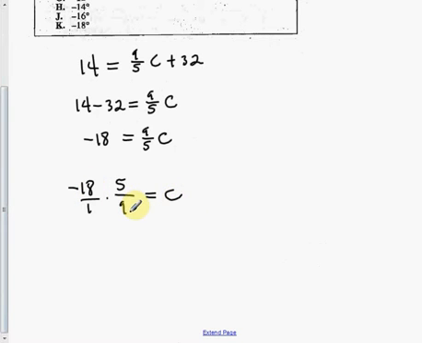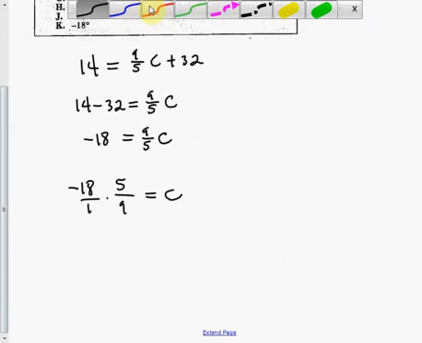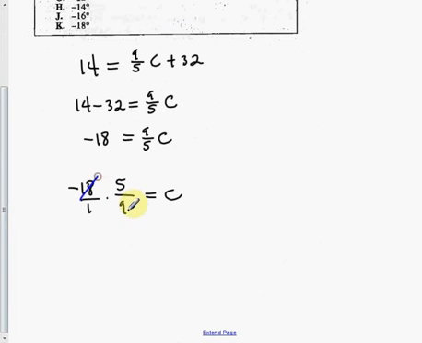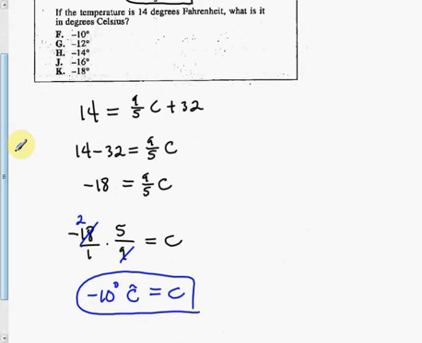18 divided by 9 is 2, right? Two times 5 is 10, negative. So I get negative 10 degrees Celsius is what they're looking for. Put a hat on that. Is that okay? As Dr. Cullen, he would say, is that okay?